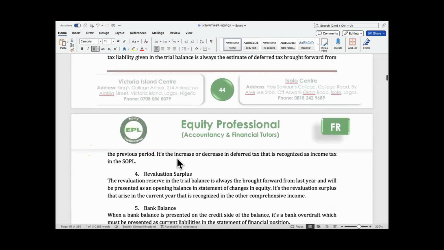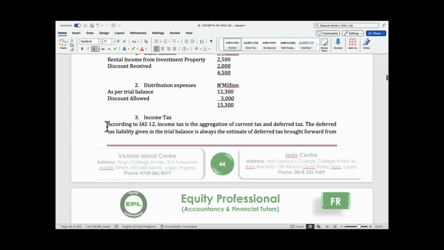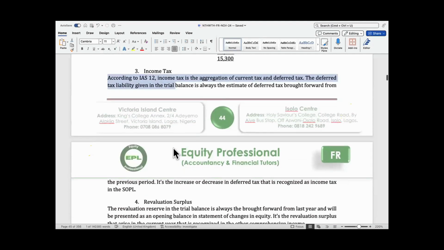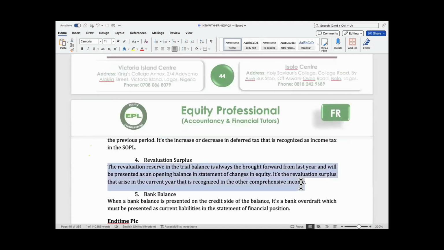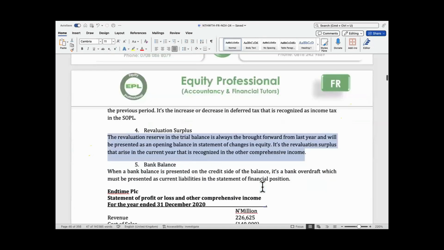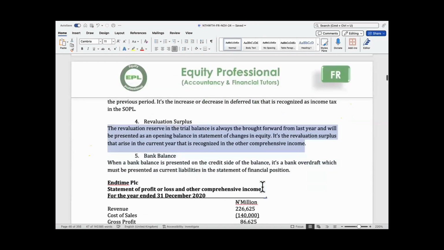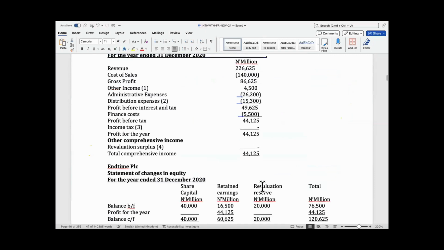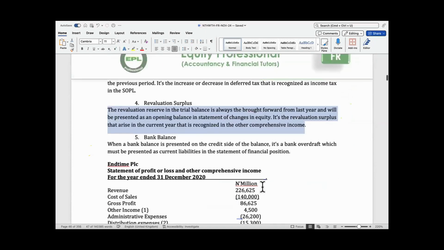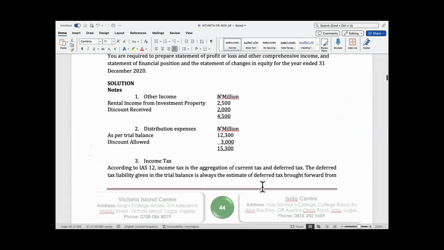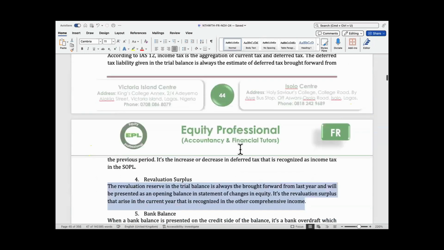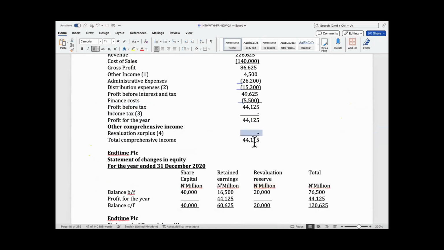You see, all of this thing I'm explaining, I've explained it here. Like this income tax, I've explained it to you here. This evaluation now, I'm explaining it to you here again. So the evaluation surplus that comes here is the one for the year, and they will always give it to you in the additional information. And that is why in my statement, it is 0.